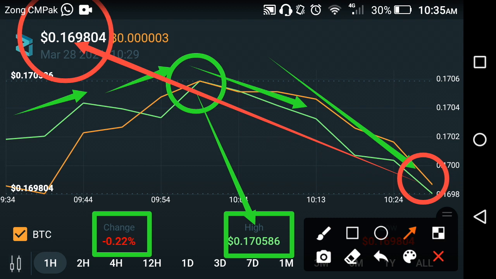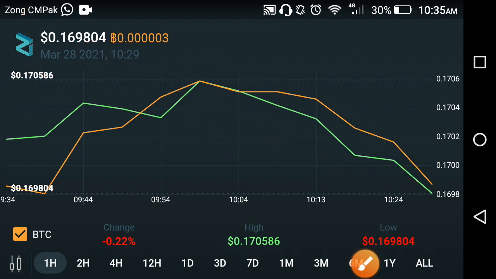So the changes are very bad in the Zilliqa cryptocurrencies in the last 1 hour. The changes show us that the Zilliqa cryptocurrencies first started falling in this period. So my suggestion is to sell it and be safe from loss.